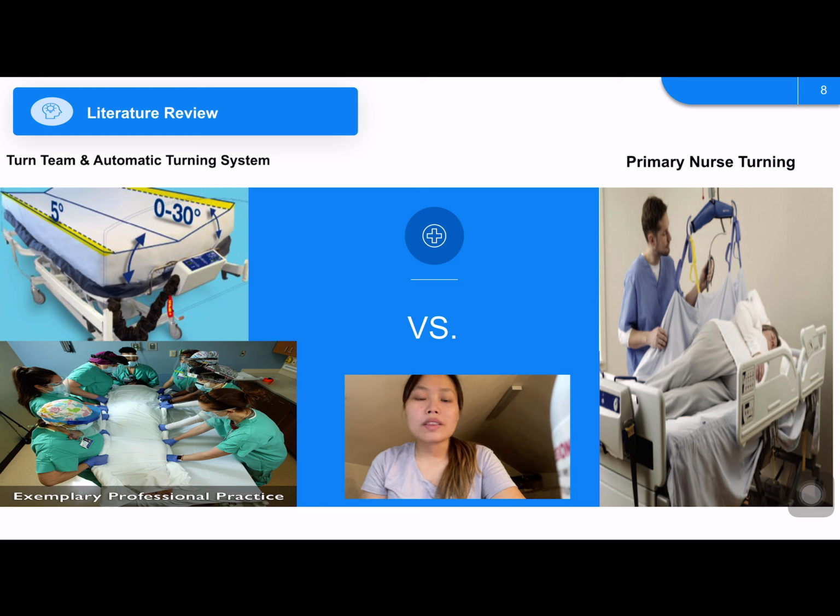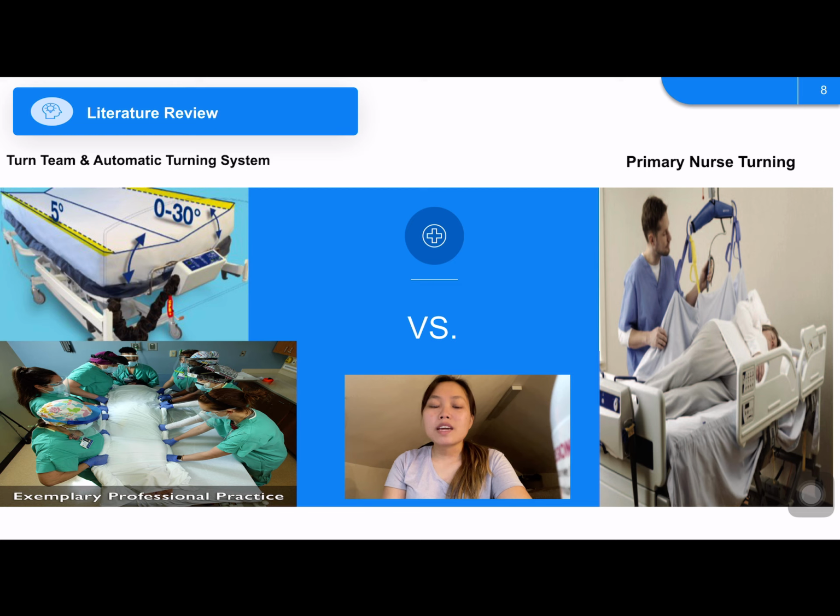So on the left side of the screen, you see there is an automatic reposition system. Thanks to the development of technology, they're able to apply this in healthcare, and a lot of hospitals have been using that system. So this system basically will monitor the patient's temperature. They have a sensor connected to the patient, and they monitor the patient's temperature to see if it's time for the patient to turn.